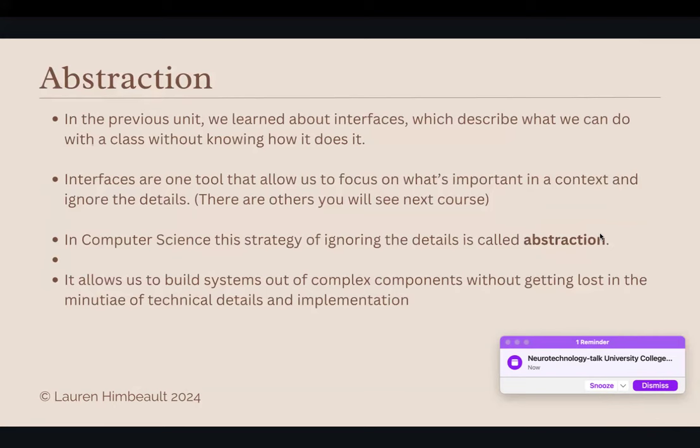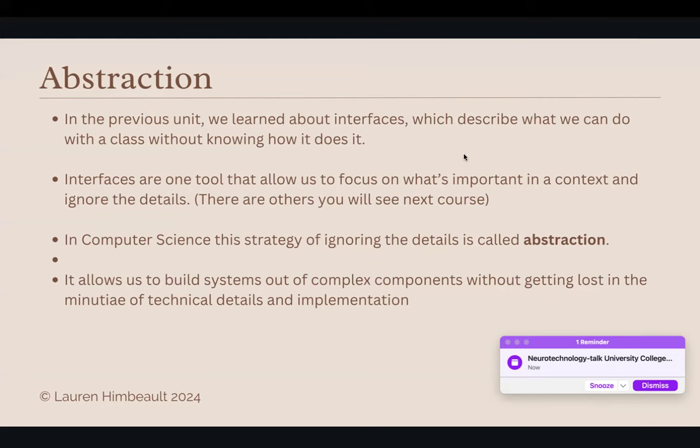Okay, so first off, let's talk about the term abstraction. In the previous unit, we were learning about interfaces, which described basically what a class is able to do, what the behaviors are, without actually knowing how it's doing those things. So our interfaces are just one tool that allow us to focus on what's important in a context and ignore the details. We're going to learn about some other ways to focus on our contexts and different ways to do so in Java as well as other programming languages in future courses. But in this course, we focus on interfaces and the kind of power that they bring us.